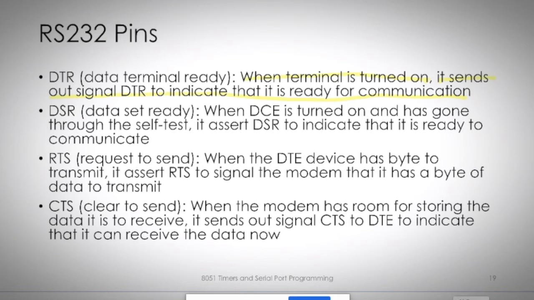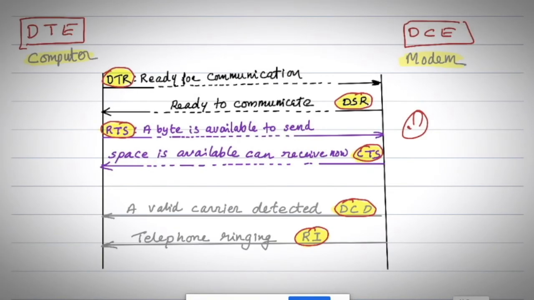In our example, when the computer is turned on, this particular signal will tell the data communication equipment, that is, DTE will tell the DCE that yes, the computer is ready to communicate. That handshaking it will do. It will say, hi, I am ready, something like that.